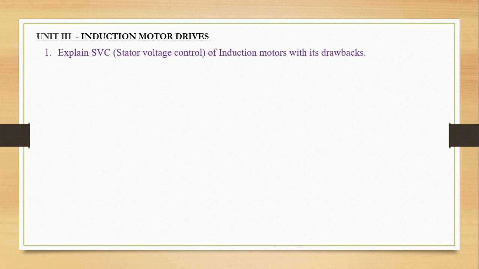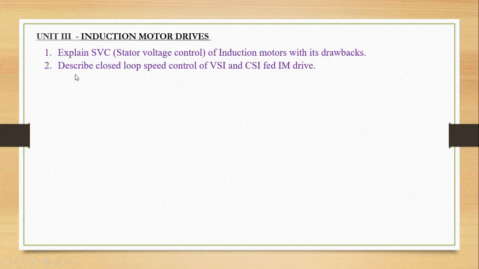And the third unit is induction motor drives. First one, explain SVC of induction motors with its drawbacks. SVC stands for stator voltage control. Second one, describe closed loop speed control of VSI and CSI fed induction motor drive. VSI means voltage source inverter, CSI means current source inverter.